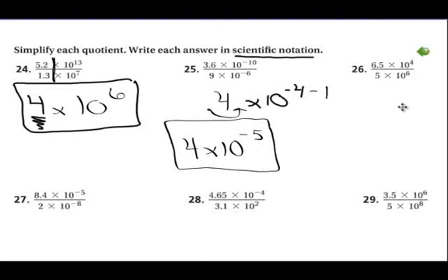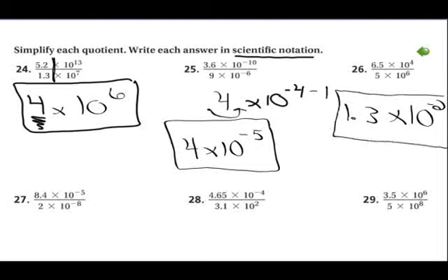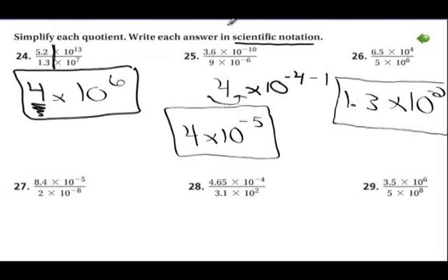Alright, and again we can take care of our times 10 first. I have 4 minus 6 is negative 2, and we'll do our division here. And we're going to get 1.3. 1.3 is acceptable, so that is our final answer. So we're going to combine the two rules. We can see how we're going to apply this to scientific notation and go from there.